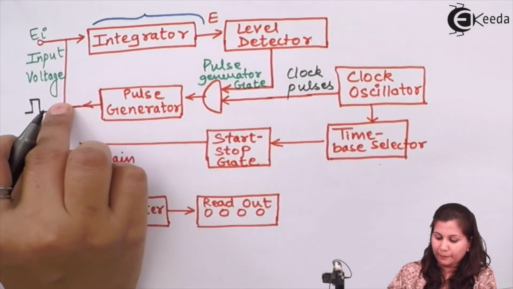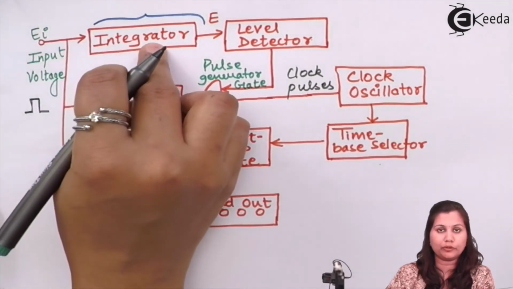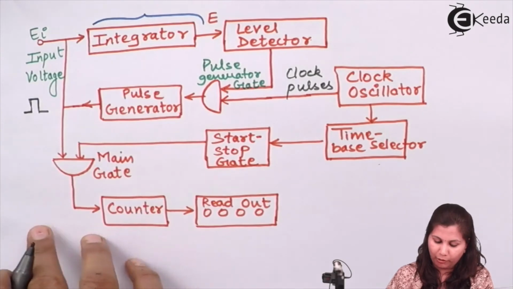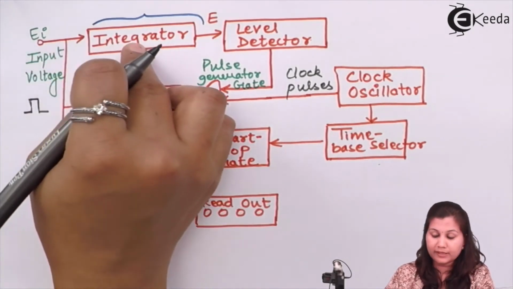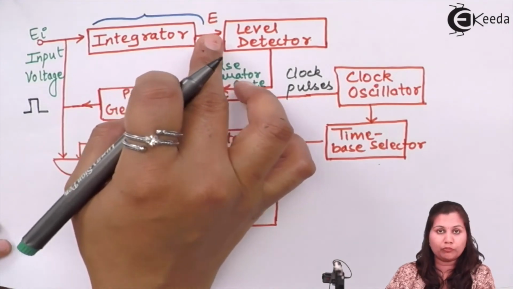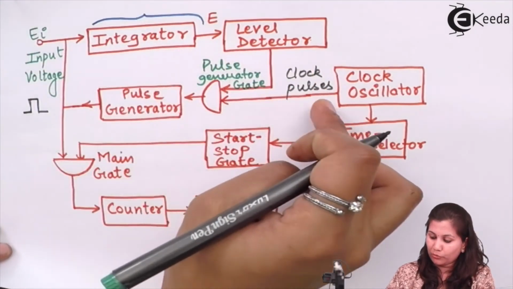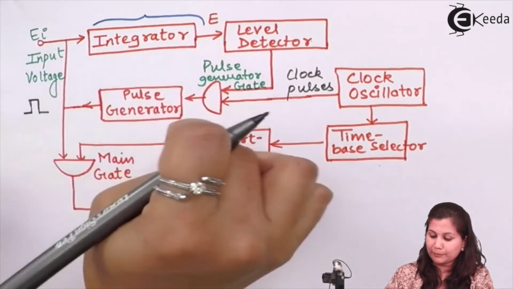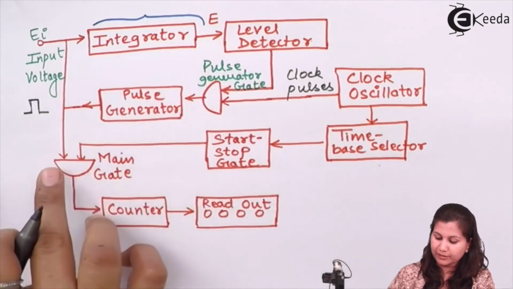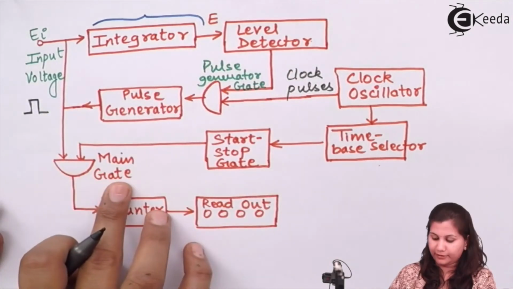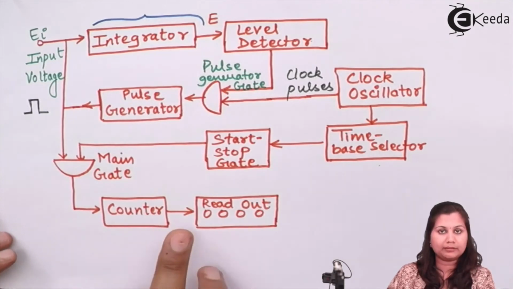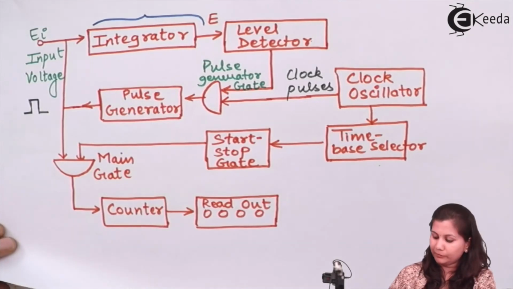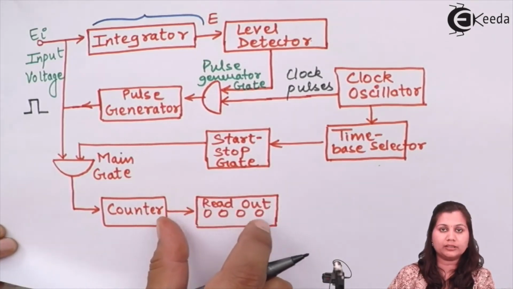Now this rectangular pulse is again fed back to the input of the integrator. Now, when the output voltage is given to this integrator, the output voltage is equal to the level, so no more pulses from the clock oscillator are going to pass through the pulse generator. So this pulse generator will be stopped. Now this pulse is going to be passed through this main gate. After that it will be counted by the counter, and then the number of pulses which are passed for a fixed period of time will be displayed here over the display unit.